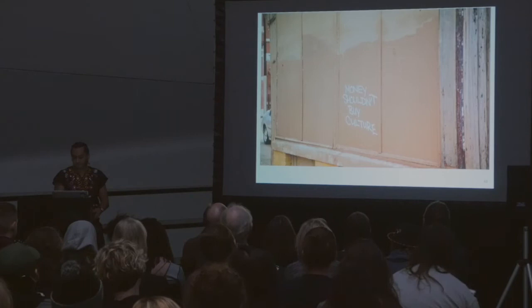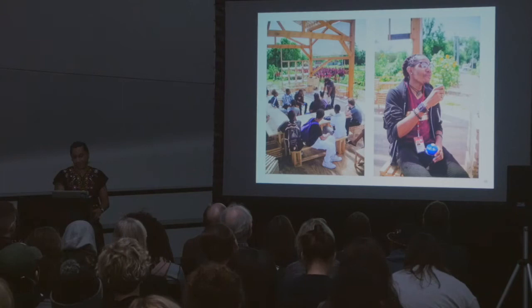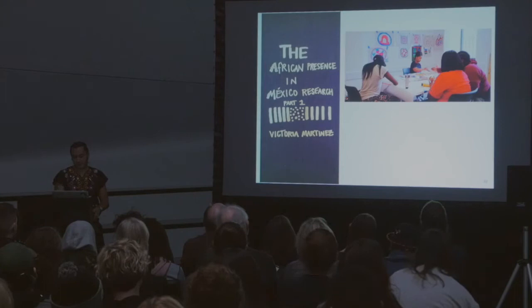Doing woodworking workshops, printmaking, poetry. We went to urban farming. Shout out to Emmanuel Pratt. He was just given the MacArthur Genius Award. Also celebrating other voices, other teens in the community, building sculptures together, having visiting artist Victoria Martinez to talk about the African presence in Mexico.